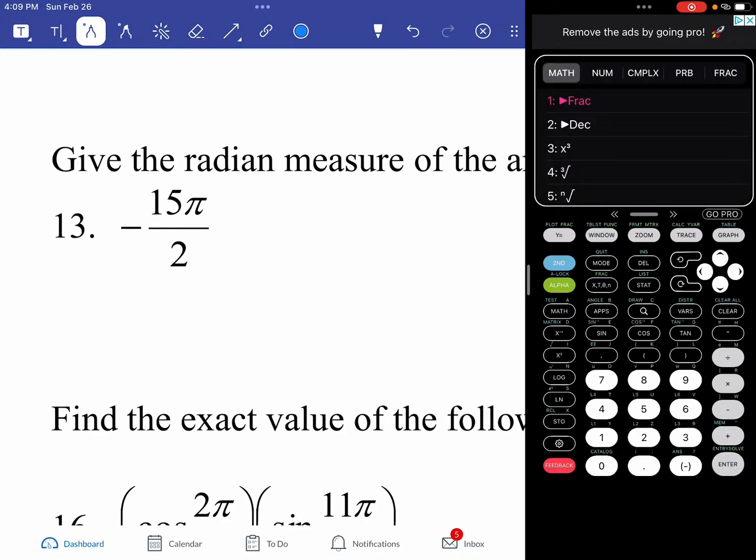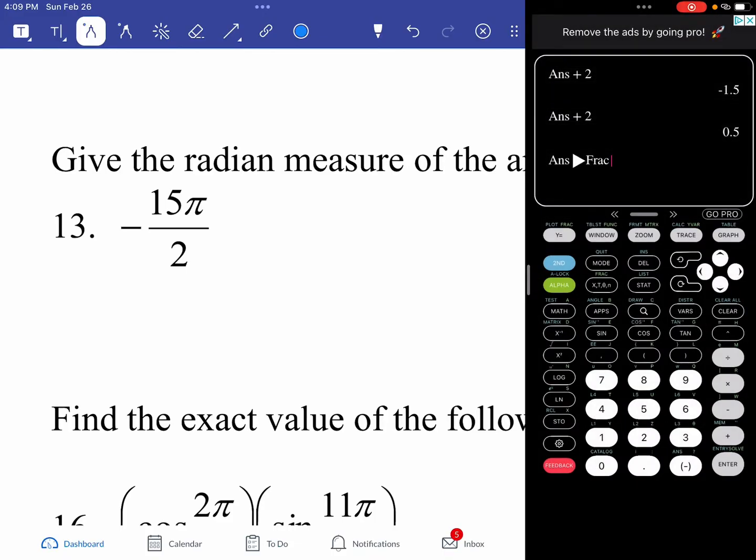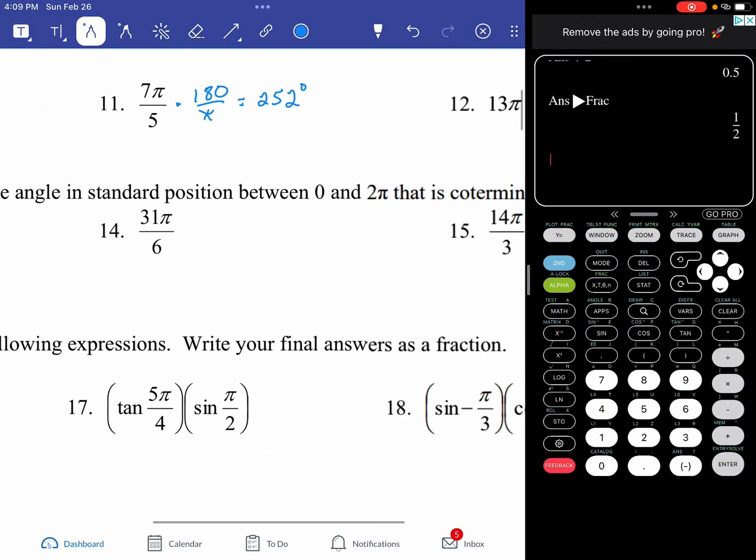So I found its decimal equivalent, and it's equivalent to pi over 2. We just added 2 multiple times. Next, 31 over 6.